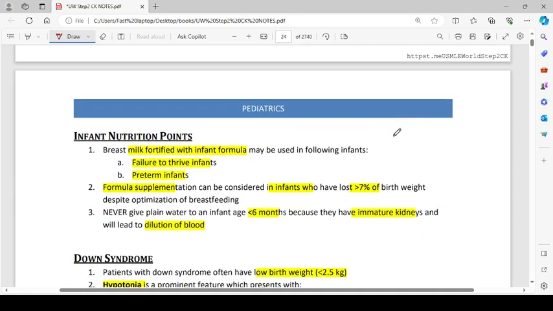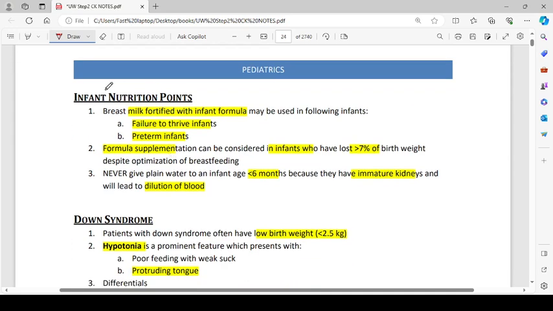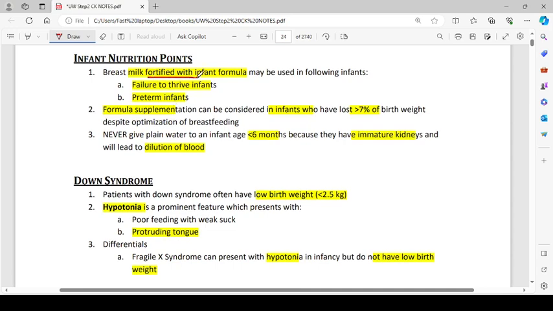Pediatrics, infant nutrition points. Breast milk fortified with infant formula may be used in the following infants. Like, when do we need fortification in infants? Infant is the child from 1 month to 1 year. The neonate is from birth till 28 days. So if there is failure to thrive, or if it is a preterm infant, then we use breast milk fortified with infant formula.